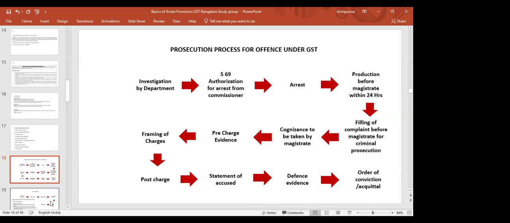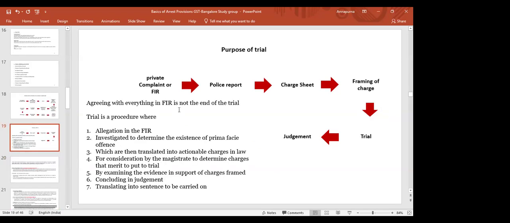So this is one process I was able to put together for easy understanding, sir. I was also reading from your book about the purpose of trial and how it moves on. Whenever a private complaint is filed, that is nothing but your charge sheet; it will be taken as a police report, and they will frame a charge, trial proceedings will be initiated, and after that judgment is passed.